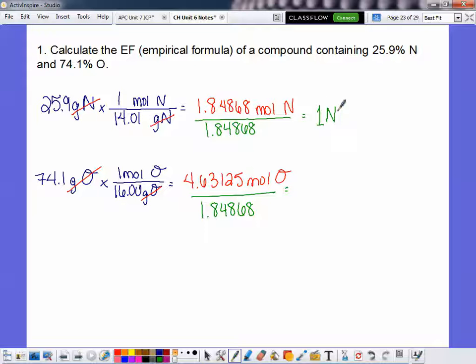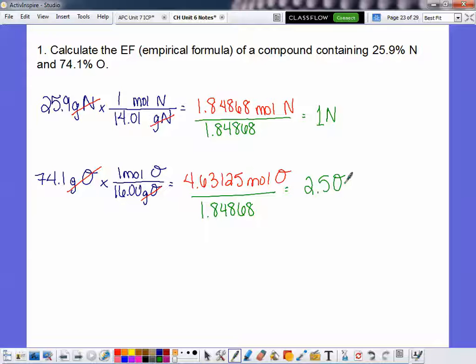When you're on this step, dividing by the smallest, you're always going to have 1 for one of them and then a number for the other. Sometimes they're both 1, but we're always comparing it back to, okay, for every 1 nitrogen, we're going to have so many oxygens. This is giving us how many of each atom are in the compound, or the ratio of the atoms in the compound. So what do you get when you divide 4.63125 by 1.84868? It's about 2.5 oxygens. So this tells us that for every 1 nitrogen, there's 2.5 oxygens.